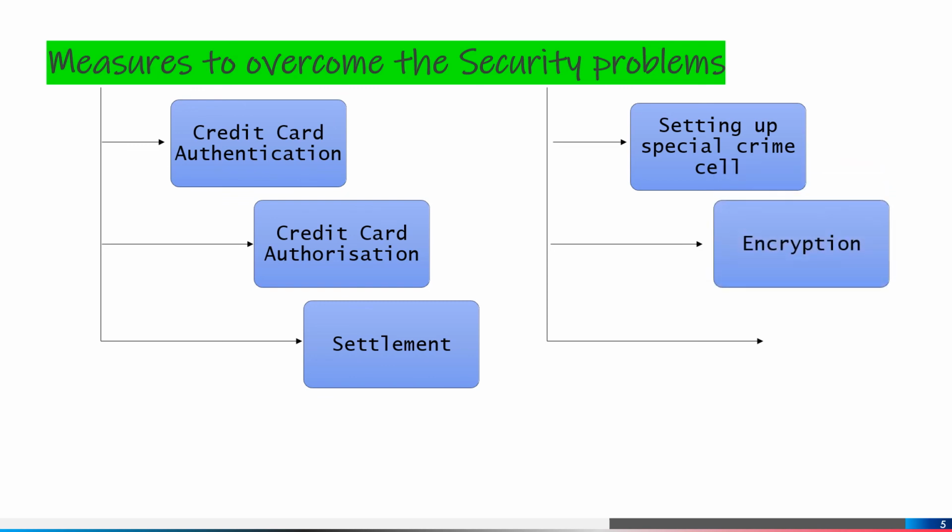Encryption. What is encryption? It refers to converting the message into a code so that an unauthorized person may not understand it. This is one way of securing your data while it is in the process of transfer from one place to another. So encryption secures the data. How does it do that? It converts the data into certain codes which cannot be read by a third party.